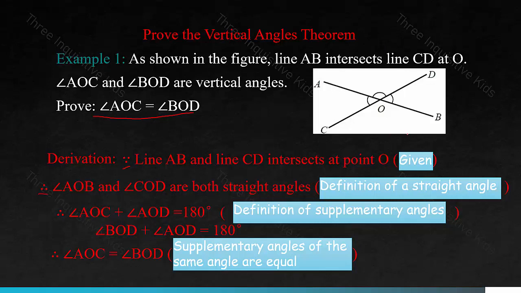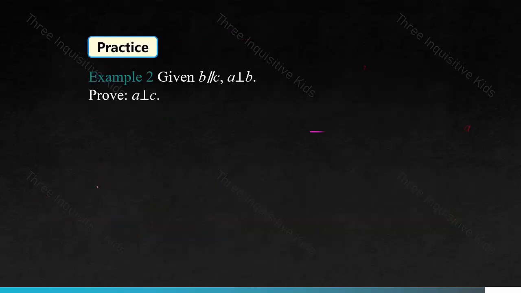After every line you have to write parentheses and do further explanation. So line AB and line CD intersect at point O, and that is given. And in the second line, in the parentheses, we wrote definition of a straight angle. And as you can see, here we have three therefores. Every conclusion followed another conclusion. Here's some more practice. Example 2, given B is parallel to C, A is perpendicular to B.